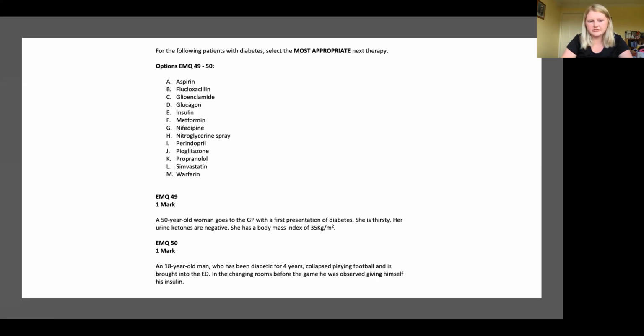In the case of question 50, we're looking at an 18-year-old man, which obviously you would think is less likely to have developed type 2 diabetes by this point in time. And so it's likely he's type 1. Obviously, it helps as well that they've told you that he's given himself his insulin. And again, that would not be first line in a type 2 patient, which would suggest that it's definitely type 1. From these signs of collapse, we'll go through the signs of hypoglycemia shortly. However, this would suggest that he needs some glucose, and the best option in this scenario is glucagon.